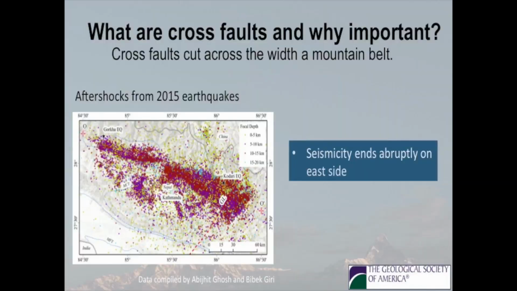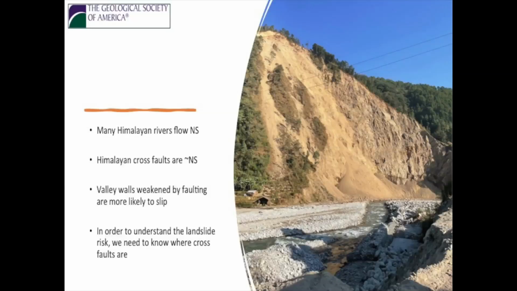I think the top part said, why are cross faults important? These faults that cut perpendicular to the range, we're referring to as cross faults. Why are they important? Well, in 2015, Nepal had two big earthquakes. And on this map, there's a scale down here, and the Kathmandu Valley is this whitish area in the middle.